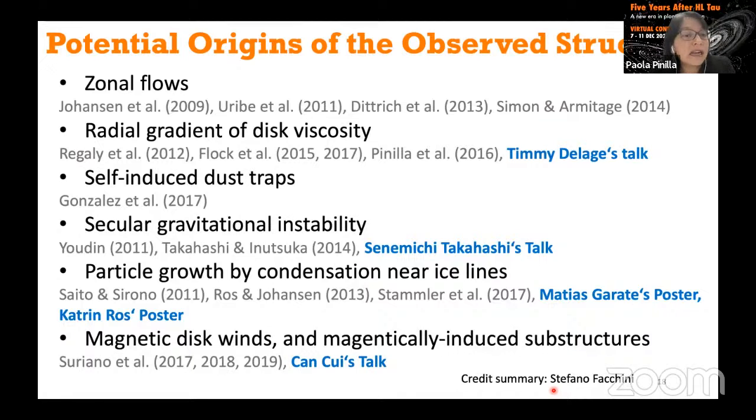We can also have self-induced dust traps, secular gravitational instability, which is actually very particular because when many people saw the HL Tau image, they first thought about this before planets. And there is also talk about this in this conference. There is the idea of particle growth by condensation near the islands.